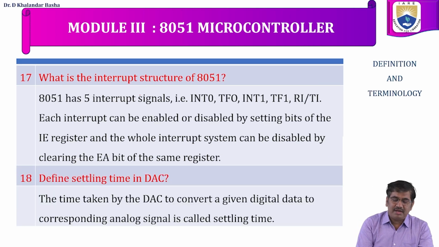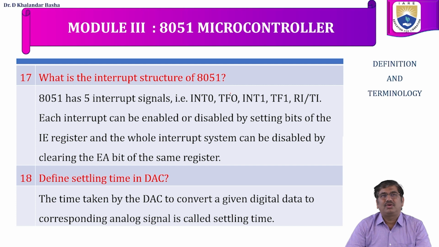What is the interrupt structure of the 8051 microcontroller? The 8051 microcontroller supports 5 different types of interrupts. They are external interrupt 0, timer 0 overflow, external interrupt 1, timer overflow for timer 1, and either the receive interrupt or the transmit interrupt.